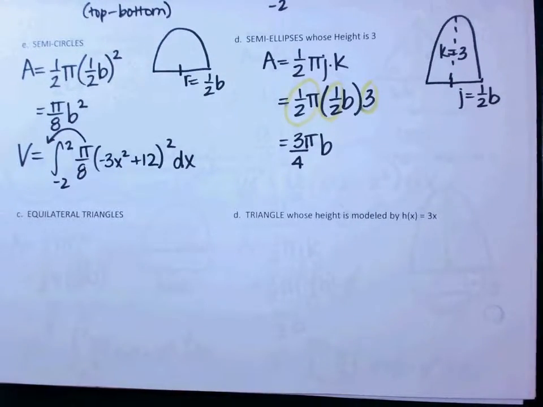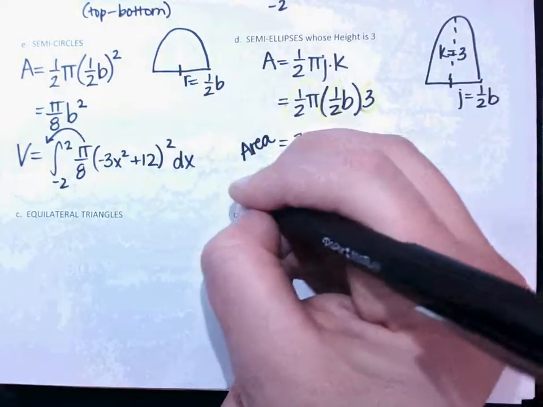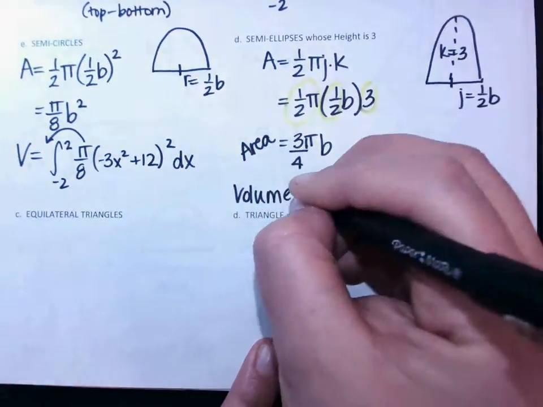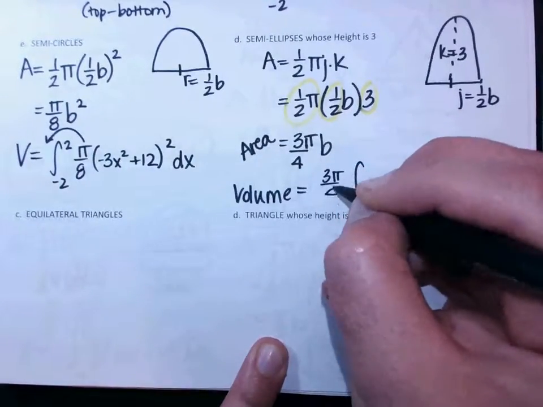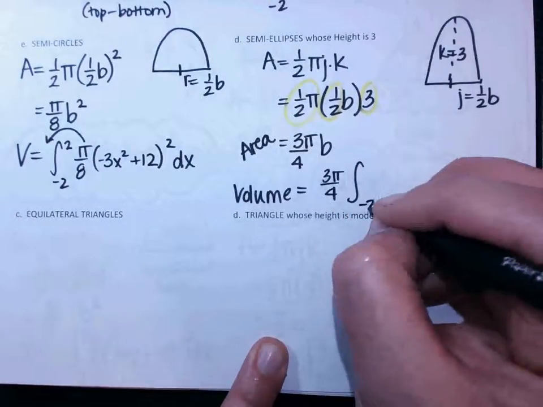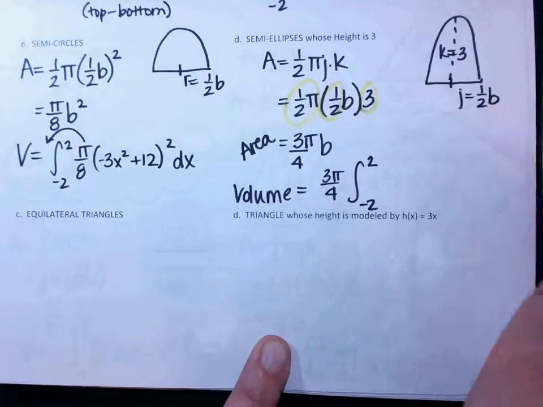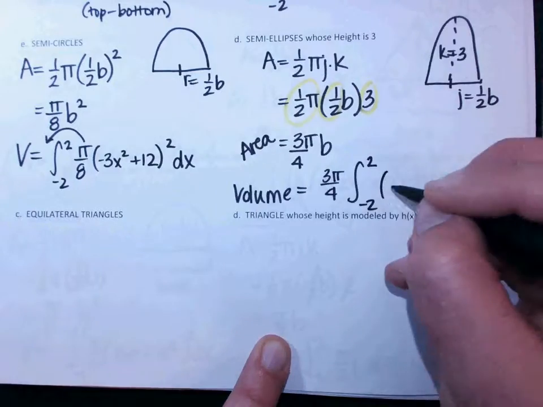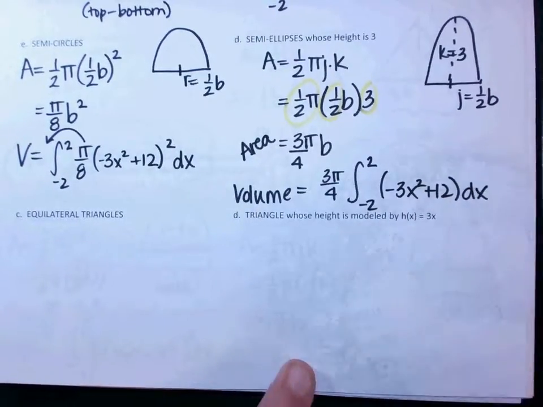And then remember, that's area. How do I get from area to volume? You put an integral on it. Now, could I put the 3 pi over 4 in the front if I want to? Yeah, because it doesn't matter, right? As long as it's there, it's a constant. And then my b would just be the thing I had earlier. Negative 3x squared plus 12 dx.